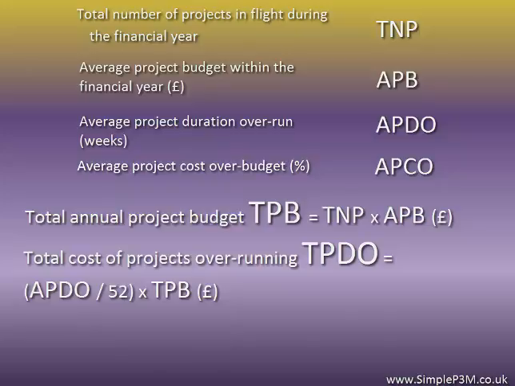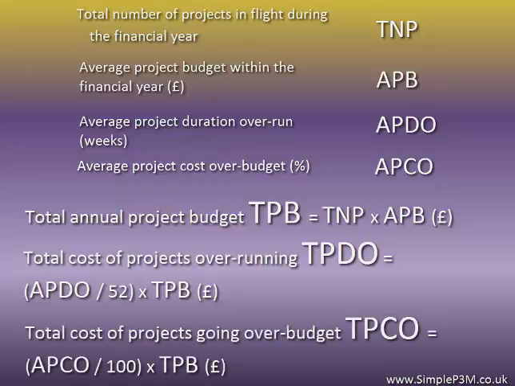The total cost of projects going over budget, let's call this TPCO, is therefore equal to the average project cost over budget, which we input as a percentage, so we need to now divide by 100, again multiplied by the total project budget, which we calculated previously.